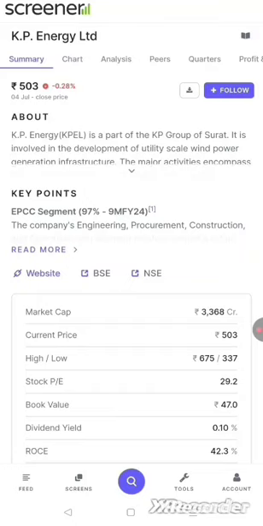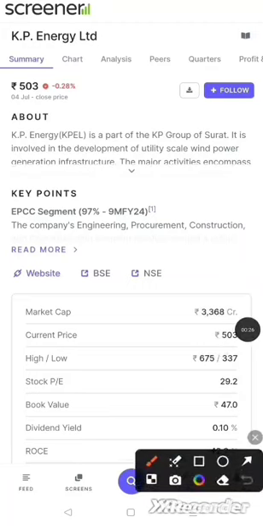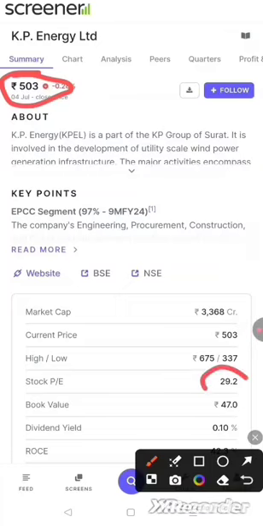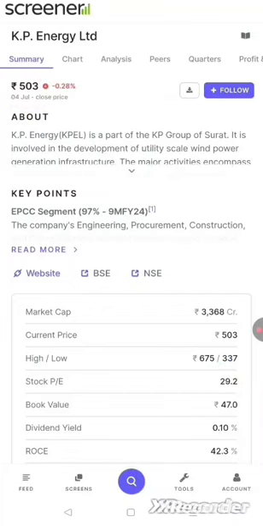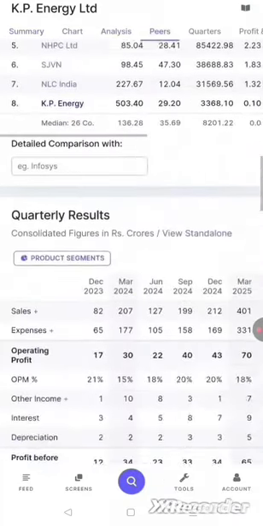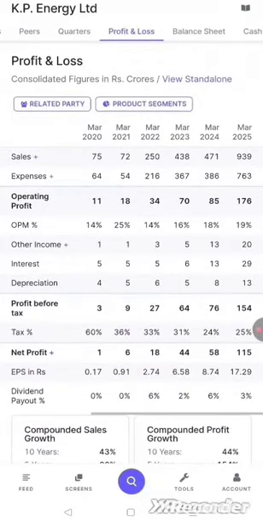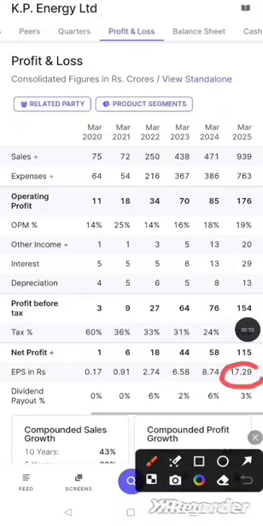KP Energy has a current market price of rupees 503 and a price to earnings ratio of 29.2. So how is it coming from 503 to around 29.2? Here we will find out the EPS. We have to check the current EPS, which is 17.29. Now, how did we calculate it? The current PE is coming around 30.